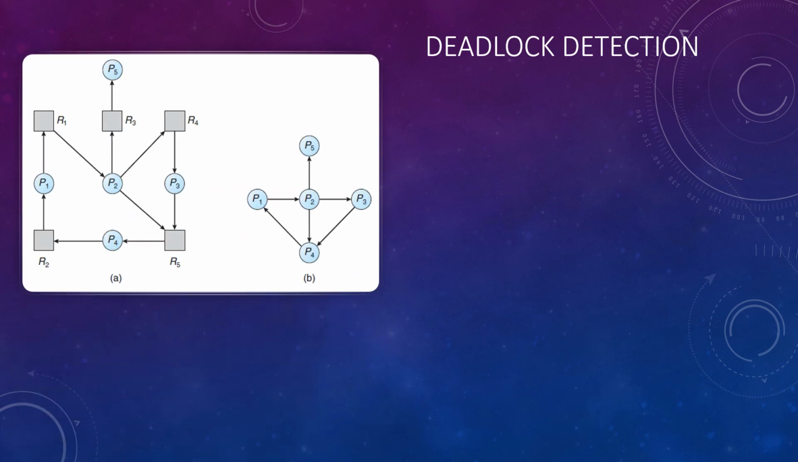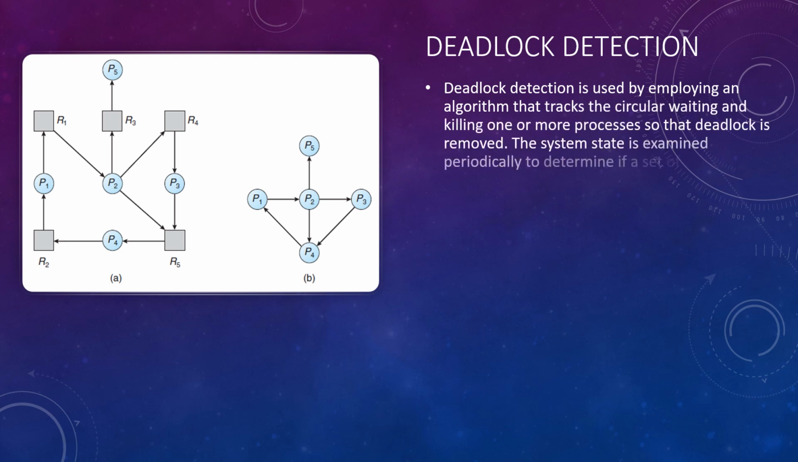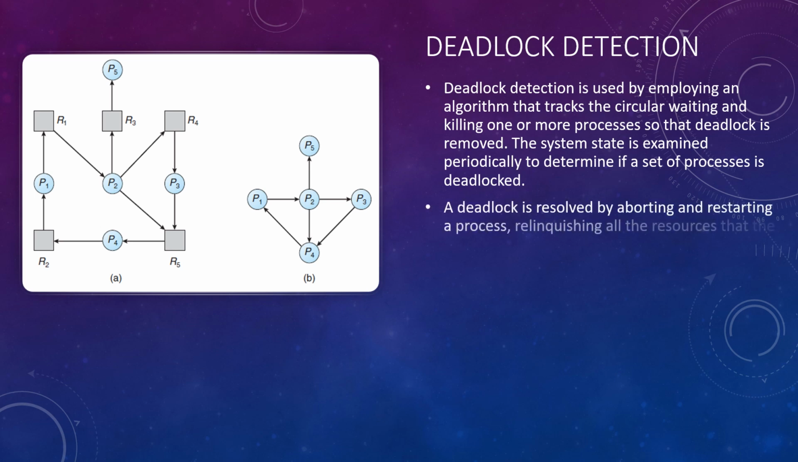Deadlock detection. Deadlock detection is done by employing an algorithm that tracks the circular waiting and kills one or more processes so that the deadlock is removed. The system state is examined periodically to determine if a set of processes is deadlocked. A deadlock is resolved by aborting and restarting a process, relinquishing all the resources that the process held.